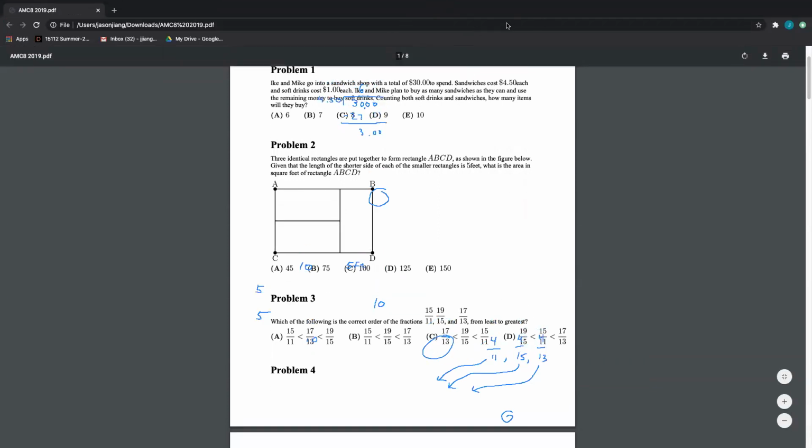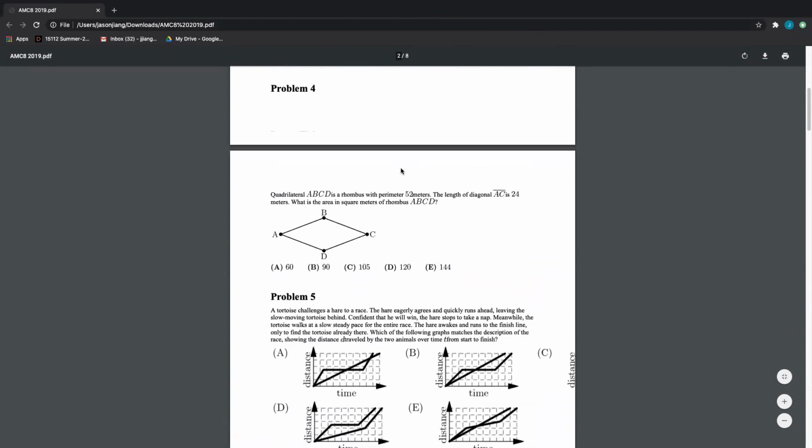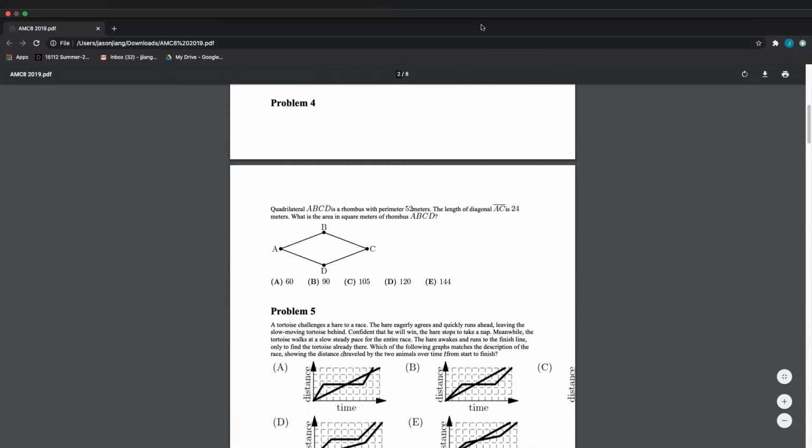Okay. Let's move on to problem 4. We'll go a little bit quicker today because last time we went over.